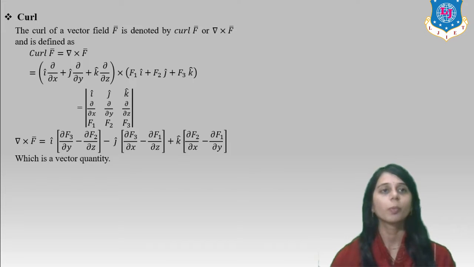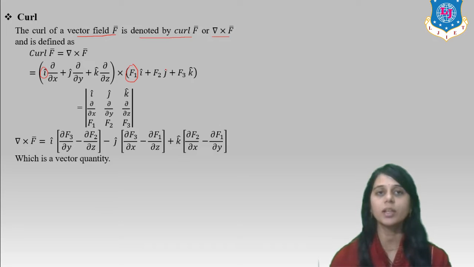Curl. In the last session we discussed the gradient and divergence. In this session, we discuss the curl. What is curl? The curl of the vector field f bar is denoted by curl f, or nabla cross f, and is defined as nabla cross f equals i del by del x plus j del by del y plus k del by del z cross f1 i caret, f2 j caret, f3 k caret.